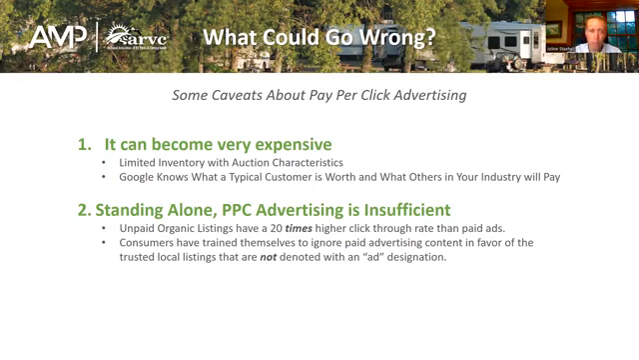It can become very expensive. There is limited inventory, and Google knows, for instance, what a typical customer at your campground is worth to you. Google knows that. And they also know what other people in your industry will pay for that same advertising. And pricing is dynamic and is set on an auction basis.